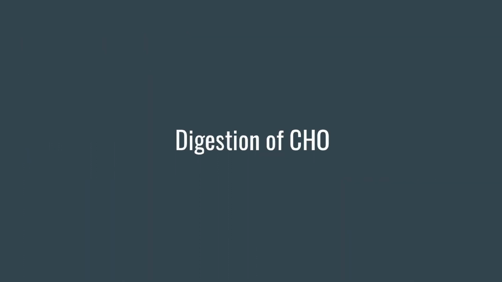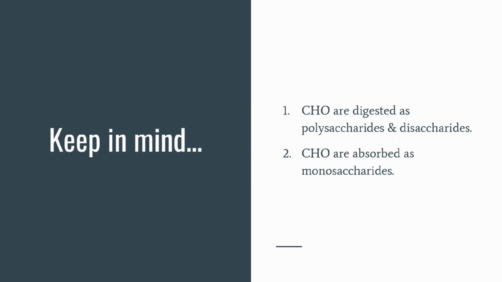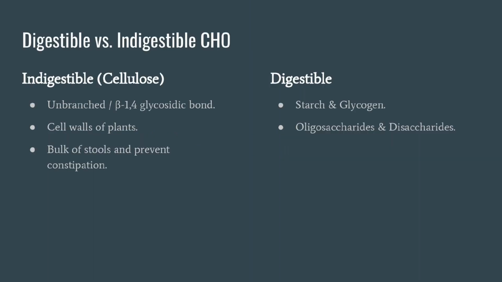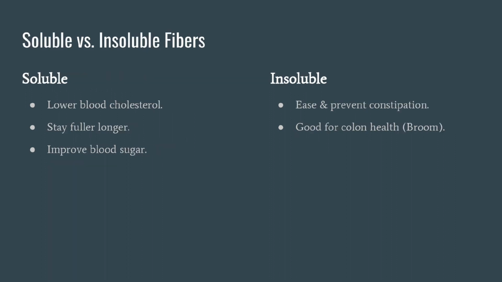Now, digestion is said to be the breakdown of large molecules into small ones that can be absorbed. The large molecules could be polysaccharides or disaccharides, and they are broken down into monosaccharides. Polysaccharides are further classified as digestible and indigestible sugars. Cellulose, which is indigestible as we mentioned before, is not digested because we lack the beta form of the enzyme amylase, and it bulks stools and prevents constipation. Other polysaccharides such as starch and glycogen are considered digestible, in addition to disaccharides.